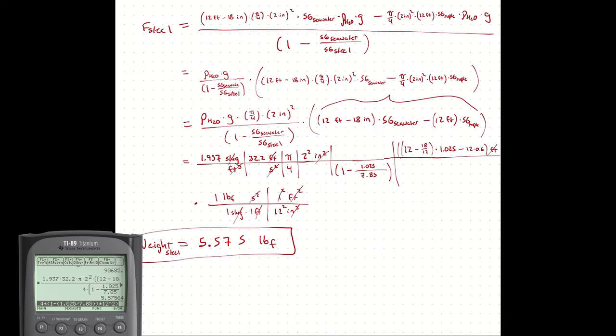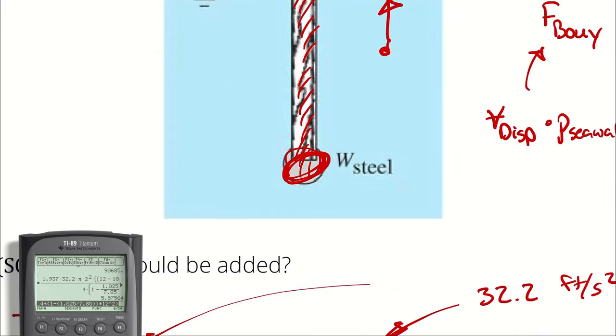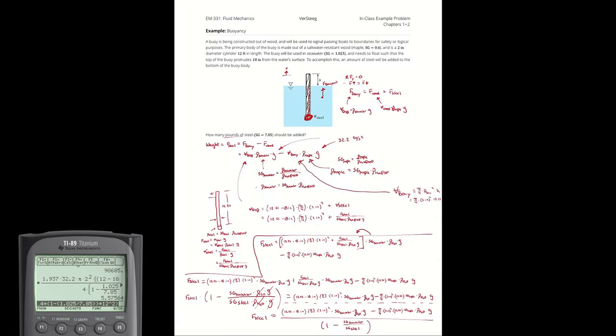Again, we got there by figuring out how much volume there would be if we attached a steel mass to the bottom of the wood. Now, out of curiosity, how much would our answer have been affected if we had assumed that the volume of the steel was insignificantly small? That is, so small relative to the volume of the buoy that we could ignore it altogether. Well, I'm glad you asked.